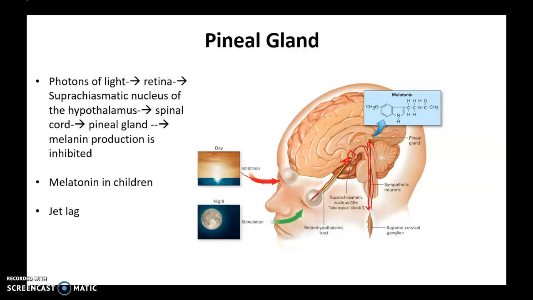So, one more time. Lot of daylight. Signal goes to the eye, travels to the suprachiasmatic nucleus. From there, the impulse goes to the spinal cord. From the spinal cord, the impulse goes to the pineal gland. And in response to that, the pineal gland secretes less melatonin. So in daylight, we have less melatonin, and that helps us to remain awake.